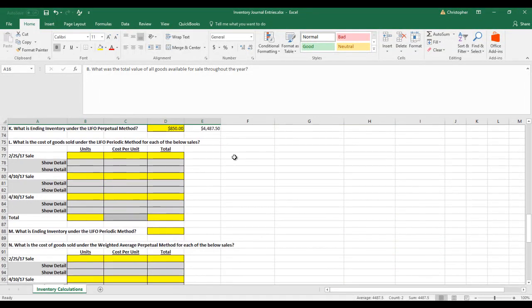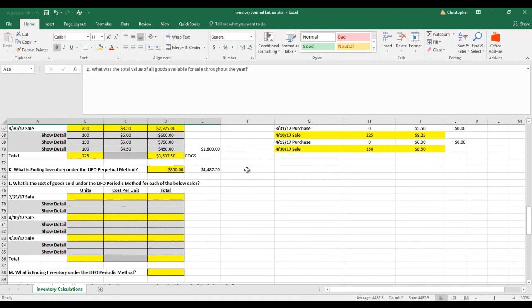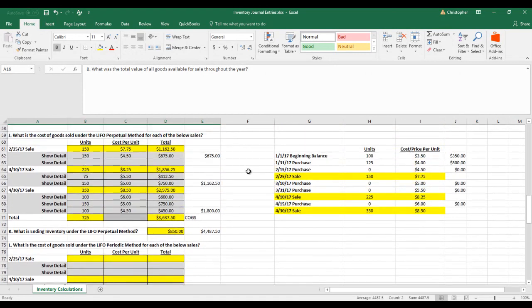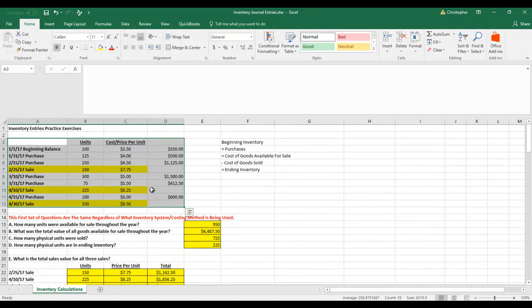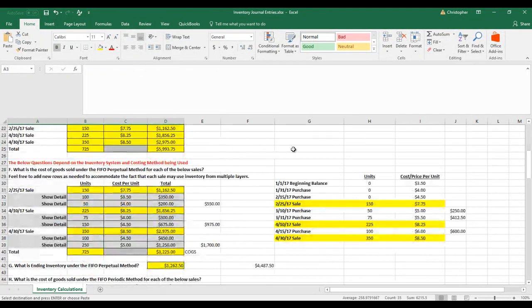So now let's take a look at LIFO periodic. It is different. We're still starting from the last layer, but it's the absolute last layer rather than just the last layer at that time.